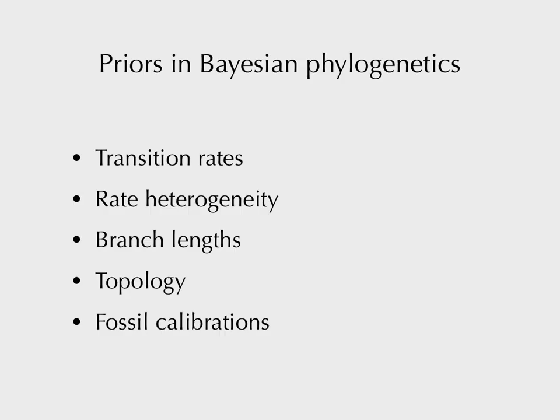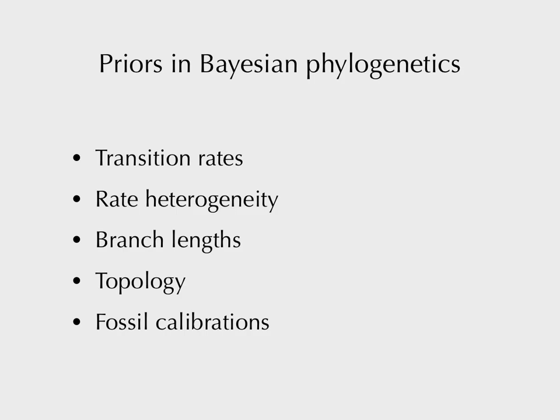And we see priors a lot in Bayesian phylogenetics. So you can put a prior on transition rates. We'll talk about what those mean in a little while. Rate heterogeneity. Branch lengths. It's been an actually important prior when arguing about whether Bayesian approaches work well. The prior on topology, so it's the shape of the tree. The prior on fossil calibrations.